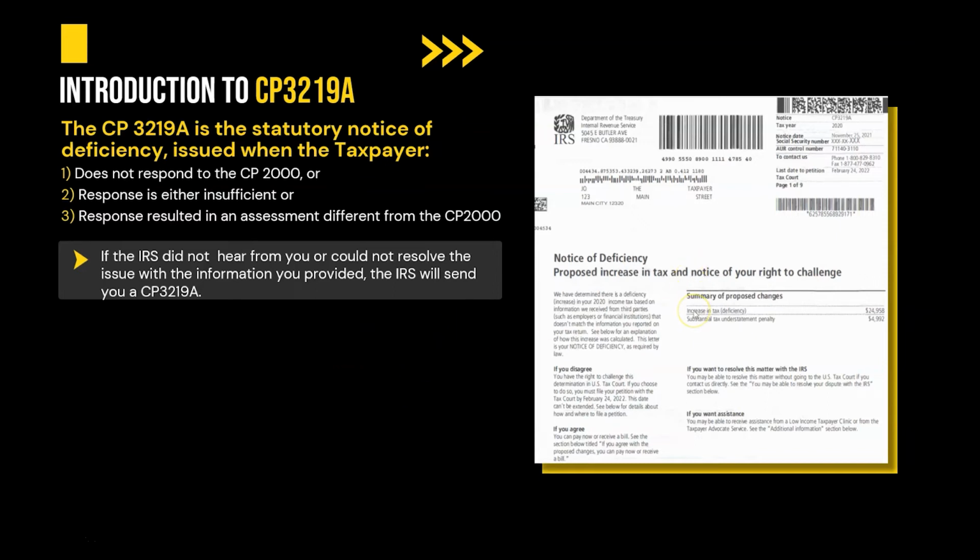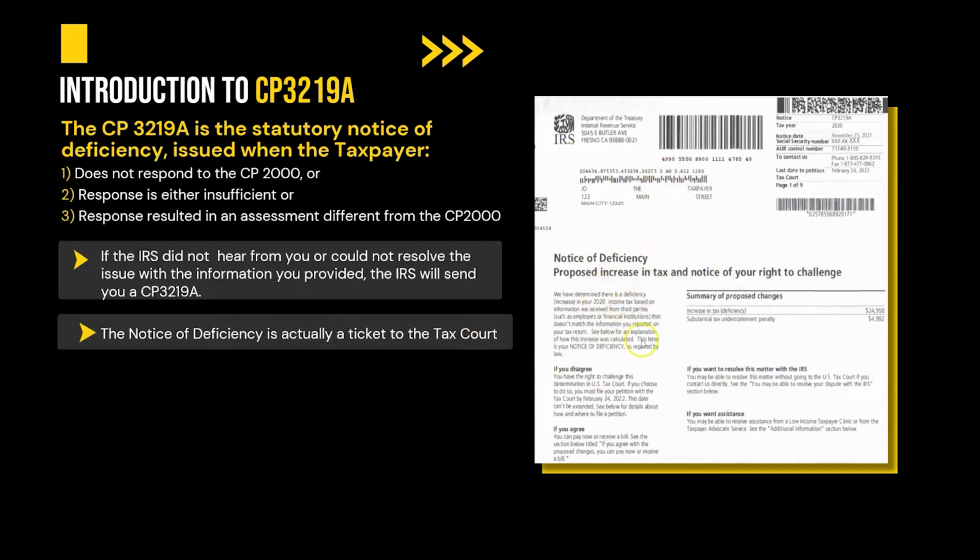It is also that 90-day letter if you live in the US or the 150-day letter if you live outside of the US. The notice of deficiency is a ticket to the tax court. Without this notice of deficiency, you have no basis or leg to stand on to go to the tax court. You cannot go to the tax court unless you've received this notice of deficiency.